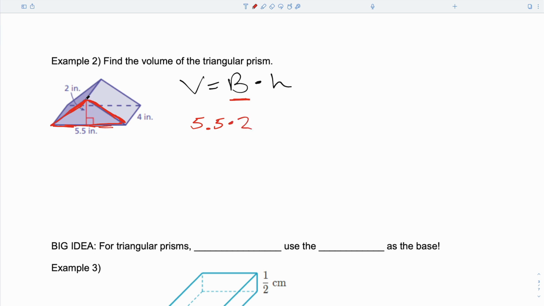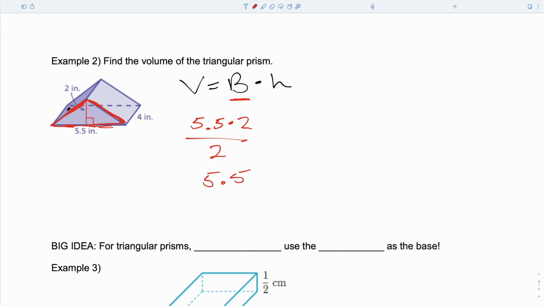This line isn't that it's split into 2 triangles, it's telling you the height is 2. So then you divide it by 2. In your calculator, plug in 5.5 times 2, divided by 2. What's the answer, Bryden? 5.5. Yeah, it's going to cancel the 2's and give you 5.5.